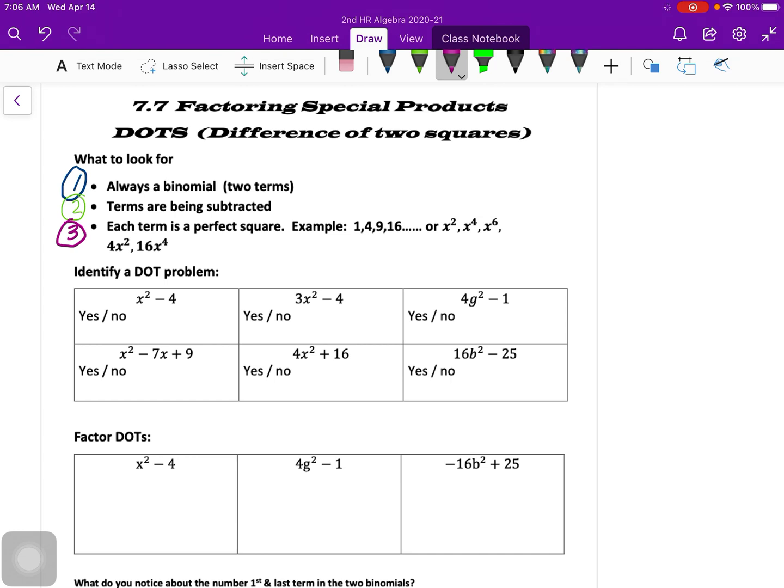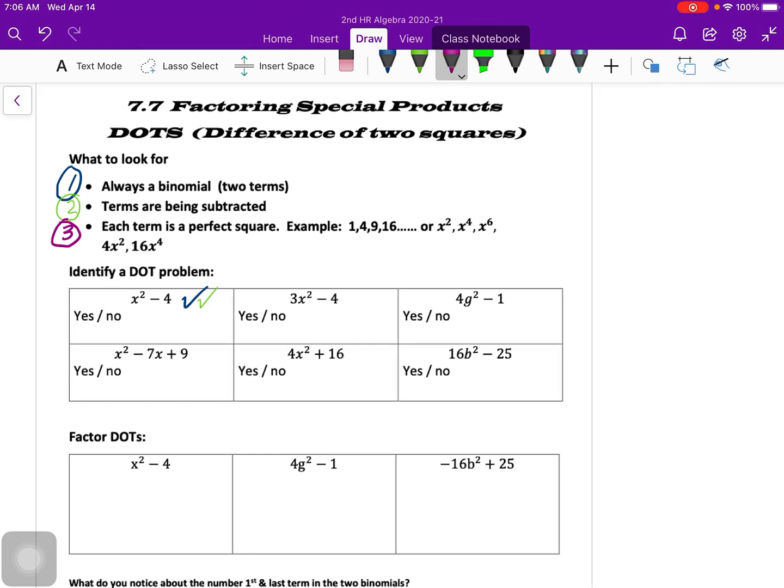So let's take a look at some examples and see if these are difference of two squares. In the first one, I'm looking to see, is it a binomial? Yes, it is. Are the terms being subtracted? Yes. And lastly, and most importantly, are both of the terms perfect squares? They are, so therefore, yes, this one is a difference of two squares pattern.